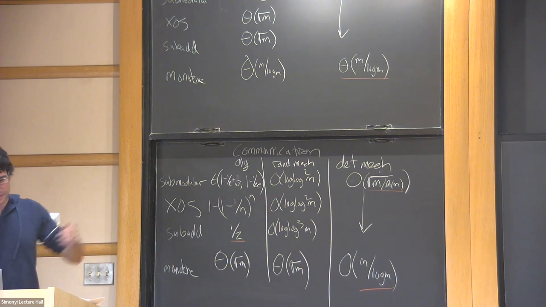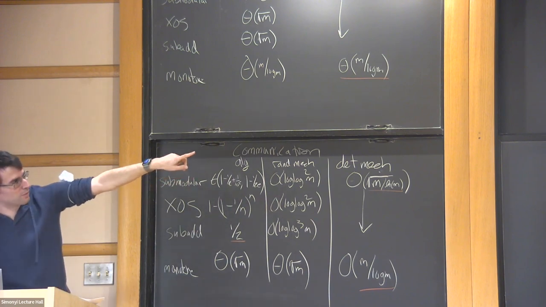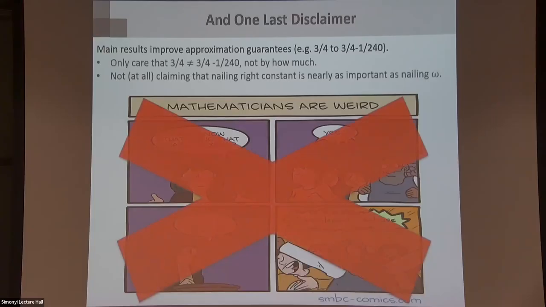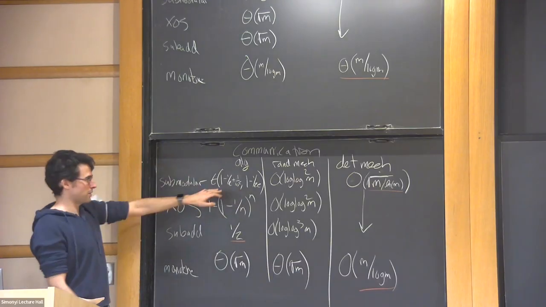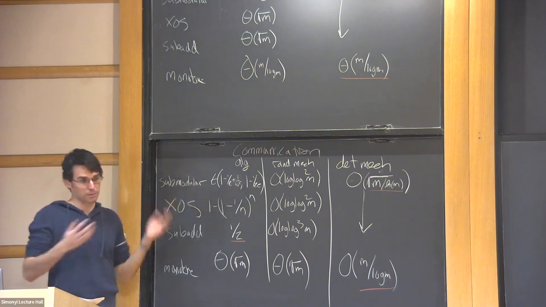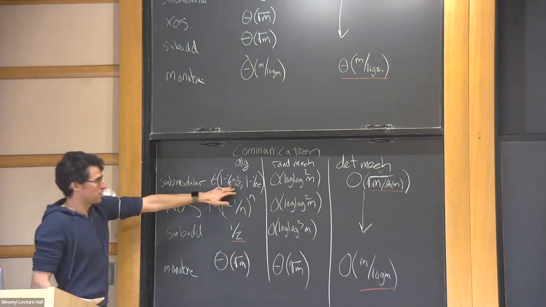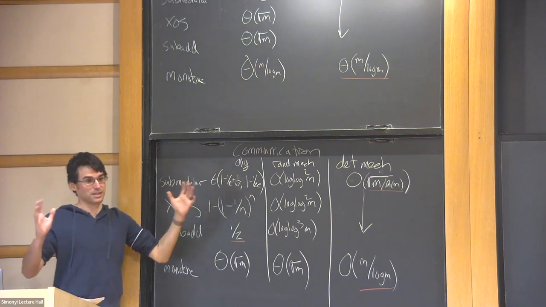And the other one is improving this 3/4 to 3/4 minus 1 over 240, which is interesting because those two numbers are different, not because you should really care about getting the precise number. If anyone here is a communication complexity whiz and wants to revisit that, there are people who would be interested, but I'm not trying to pitch that nailing down this number is the thing to do.